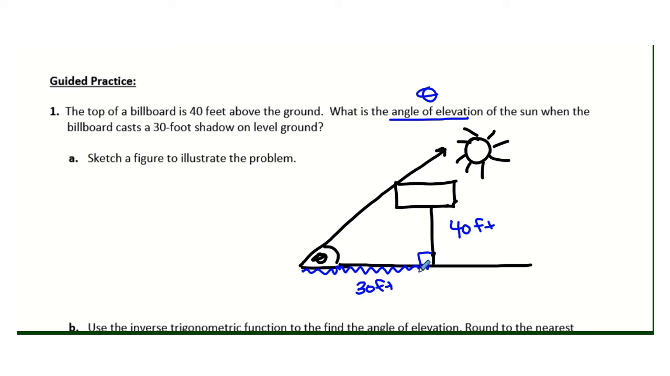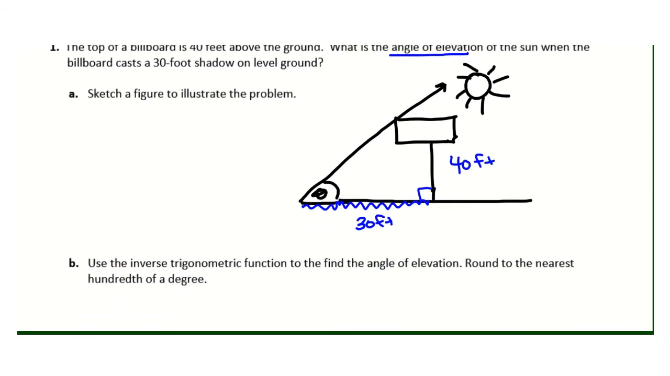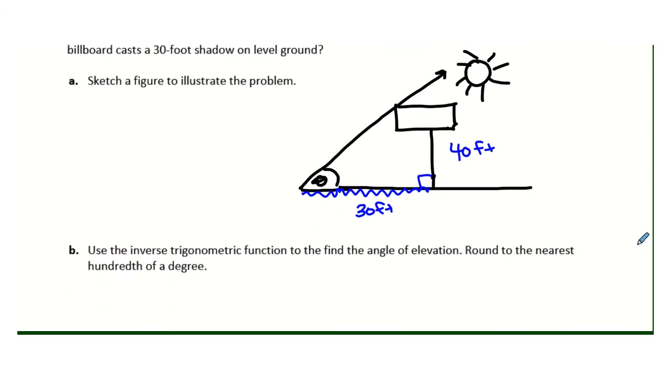Sketch a figure to illustrate the problem. So here you can see my beautiful picture. And now, if we scroll down, it says use the inverse trigonometric function to find the angle of elevation, rounded to the nearest hundredth of a degree.